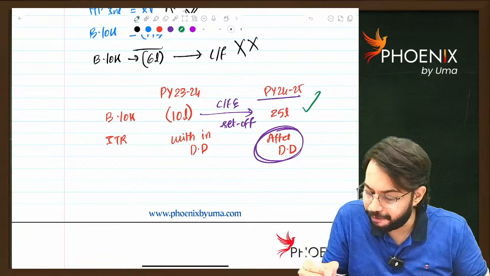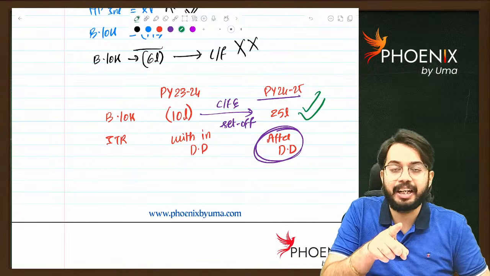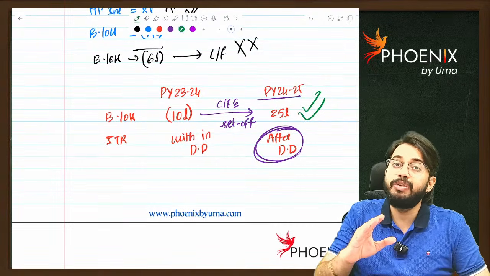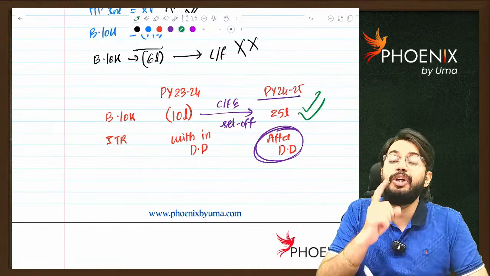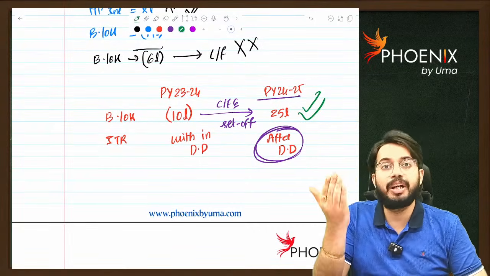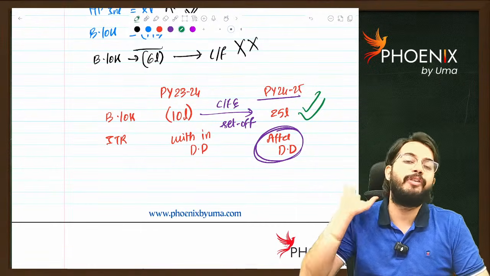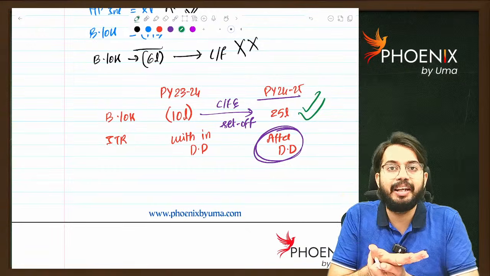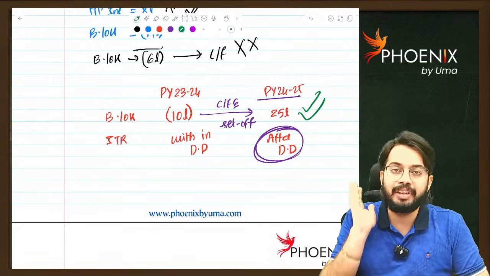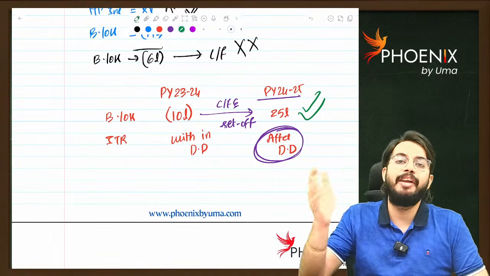Yes, you can carry forward and set off 10 lakh rupees, because in the year in which the loss is incurred, you need to file ITR within the due date. In the year in which you are setting off the loss, 24-25, even though you do not file ITR within the due date, you can still carry forward and set off. So the criteria is the year in which you incur the loss: in that year, you have to file ITR within the due date. In the year of set off, even though you do not file, you can still carry forward and set off.